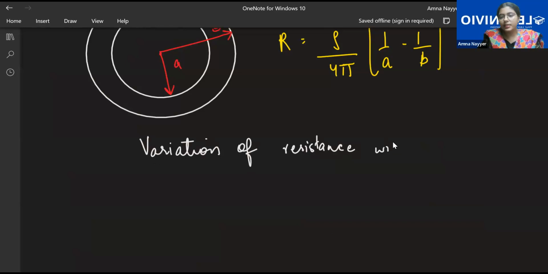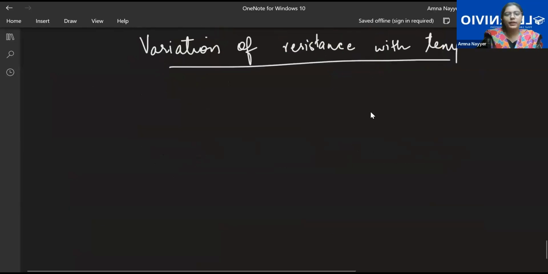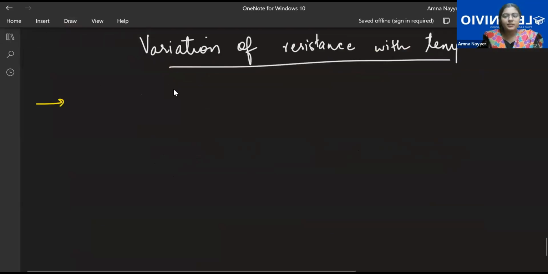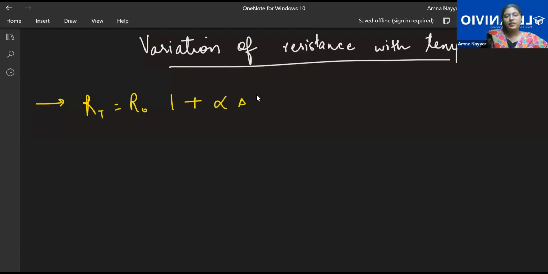Variation of resistance with temperature. So the formula was quite simple. We have discussed one of the formulas. Yes, anybody who remembers? In current electricity we did variation of resistance with temperature. Resistance at any temperature is equal to resistance at the room temperature times 1 plus alpha delta T. This is what we discussed.